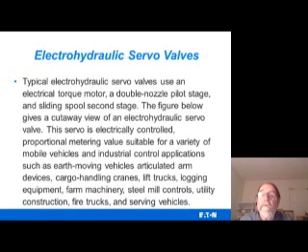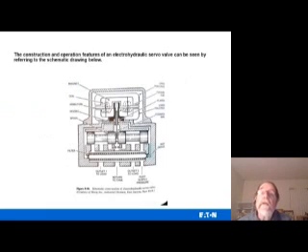Servos are electrically controlled proportional metering valves suitable for a variety of mobile vehicles and industrial control applications such as earth-moving vehicles, articulating arm devices, cargo handling cranes, lift trucks, logging equipment, farm machinery, steel mills. There's a fair amount of things that this can work in. Okay, look at page 294 and you can see that same drawing and how it works. It has the magnet, the armature, the coil, the nozzle, and it has a spool that it moves. And then you have your connections down below.